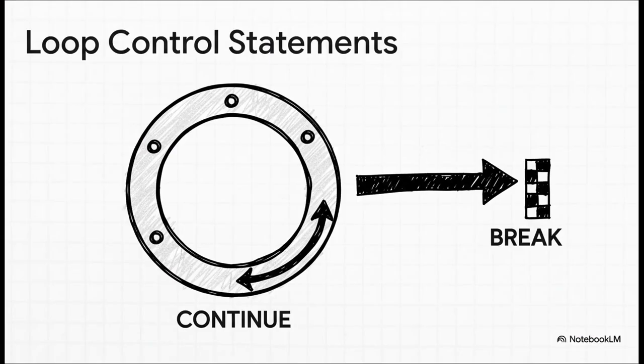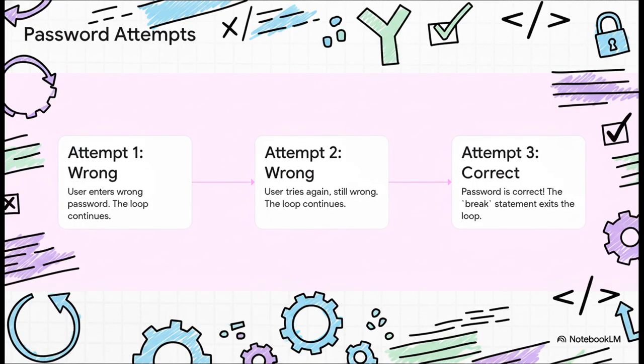We've got two main tools for this. Continue is useful. It basically says, okay, I'm done with this round. Skip to the top and start the next one. But break is our emergency exit. It just terminates the loop instantly, no questions asked. For our password checker, when the user finally gets it right, break is exactly what we need to just stop asking and move on. Okay, let's watch this whole thing in action.